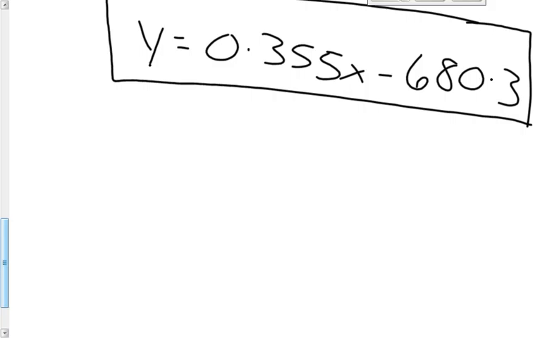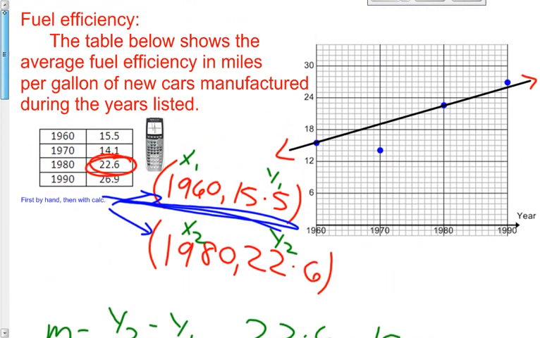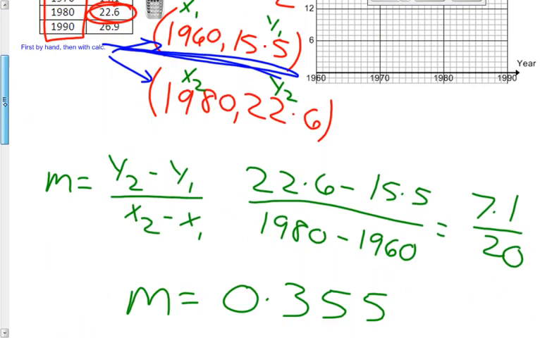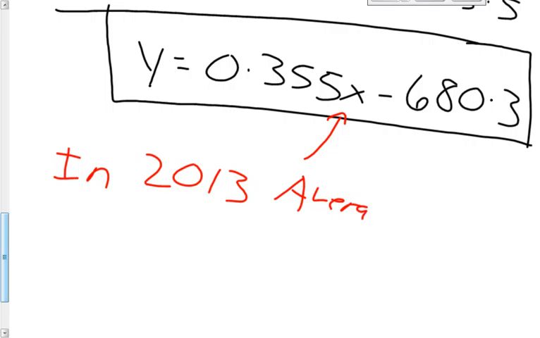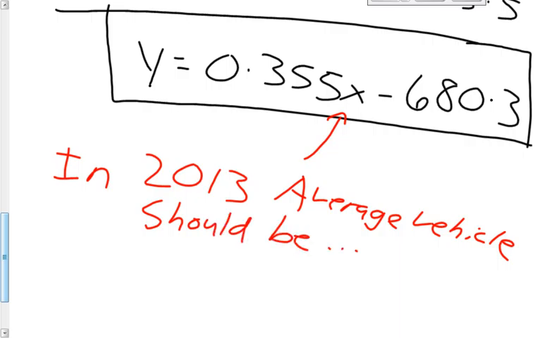So in the year 2013, I ask you, class, the year 2013, am I going to put that in for the x-axis or the y-axis? If you look at this, all of the years were in the x-axis, correct? So if we substitute in 2013, we're going to substitute that in for the x coordinate. So in 2013, the average vehicle should be... Let's find out.